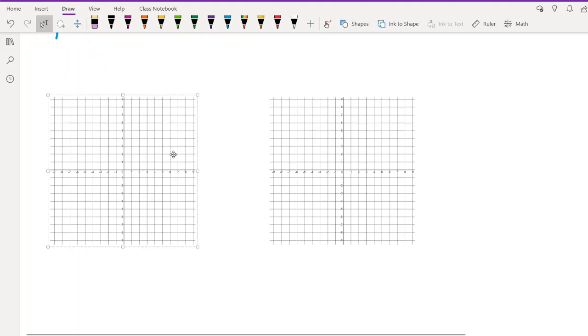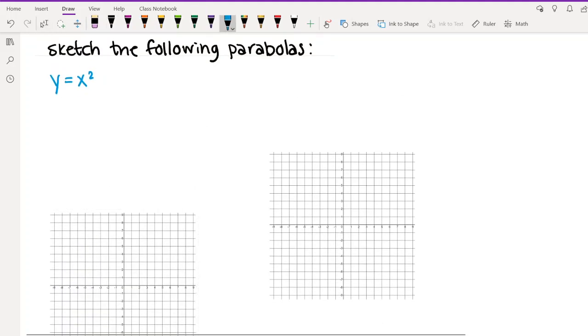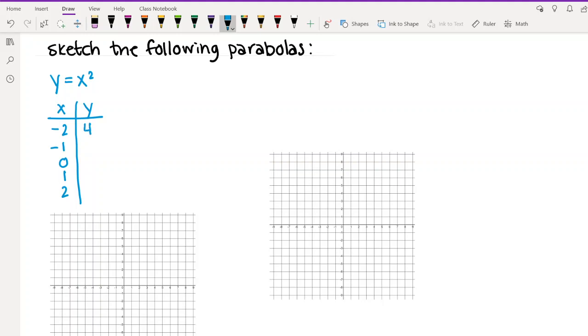I think you all hopefully pretty much know what that looks like, but I actually want to make a table just for the sake of comparing it side by side with the one that we're about to do after this. So how would you make a table for this? Well, you'd probably want to plug in some different values for x and see what you get for y. For example, you could plug in -2, -1, 0, 1, and 2. If you square each of these numbers, you get 4, 1, 0, 1, and 4.